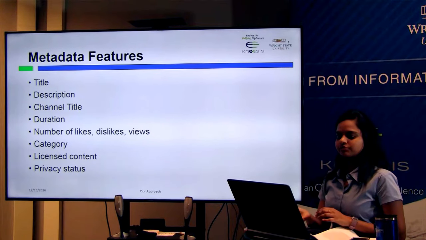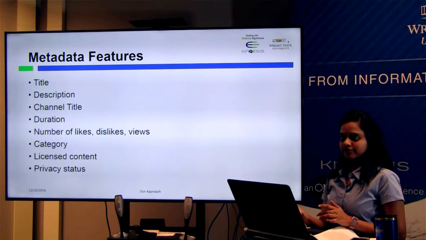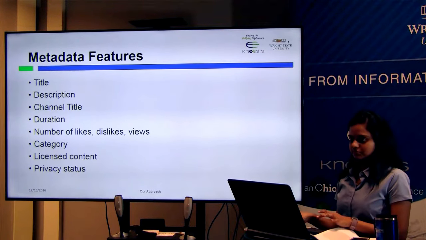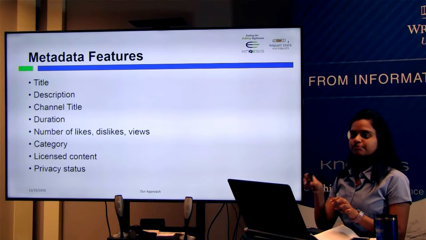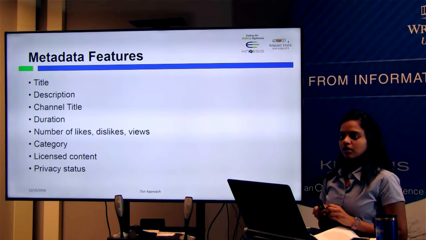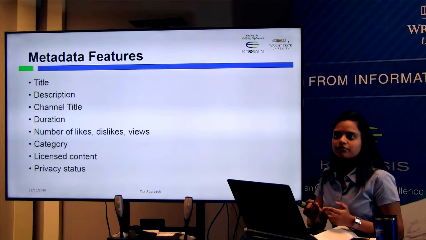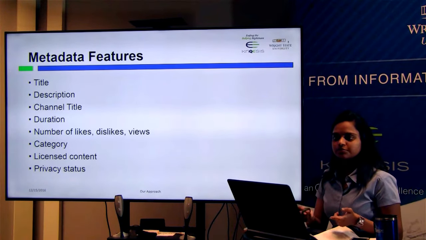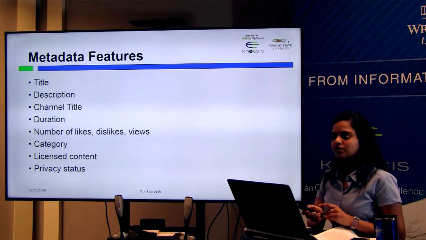Along with these features, we also use privacy status of a video, which can be public, private, or unlisted. We can just get whether the video is private, public, or unlisted. But if it's private, you're not going to be able to get it from your API. It just says we will not be able to see those private videos while crawling. API would not give you any private videos.